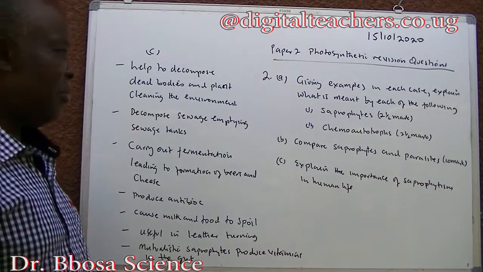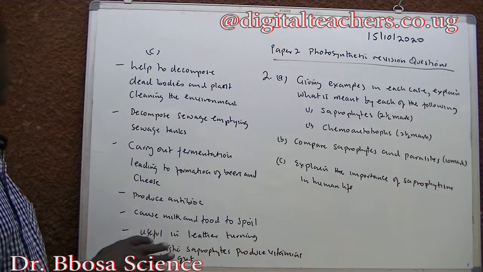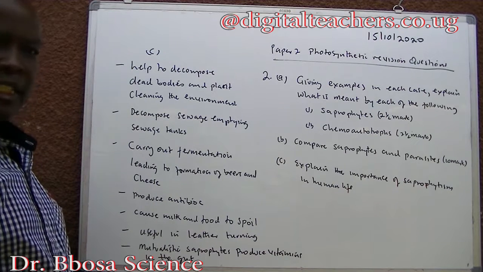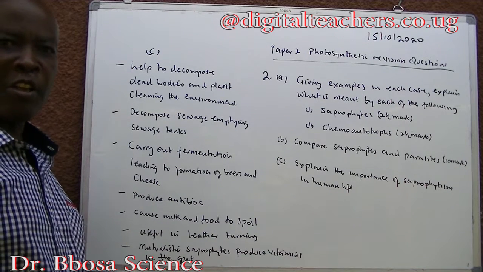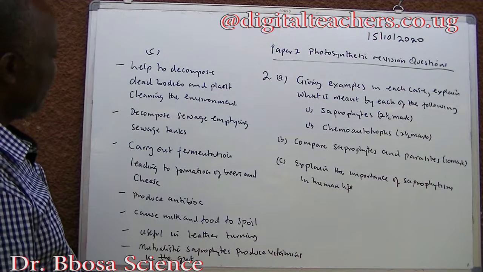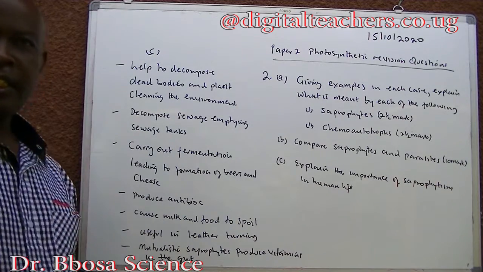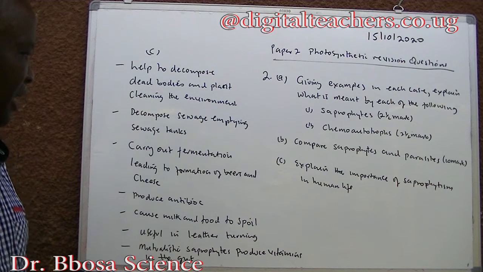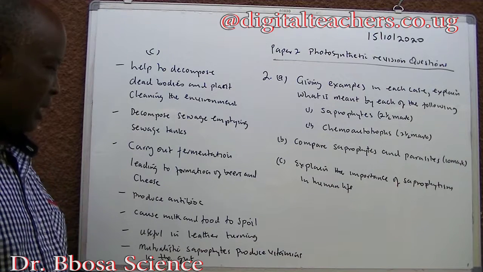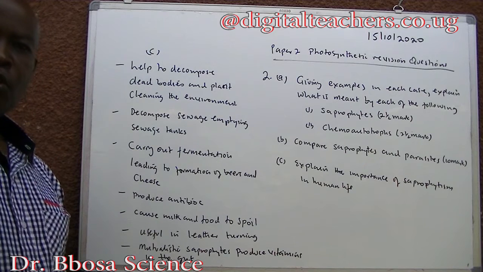C. Explain the importance of saprophytism in human life. 1. They decompose dead bodies and plants, cleaning the environment. If saprophytes were not there, the people who died long ago would be piling up to heaven. 2. They decompose sewage and the emptying of sewage tanks. 3. They carry out fermentation, leading to the formation of beers and cheese. 4. They produce antibiotics.